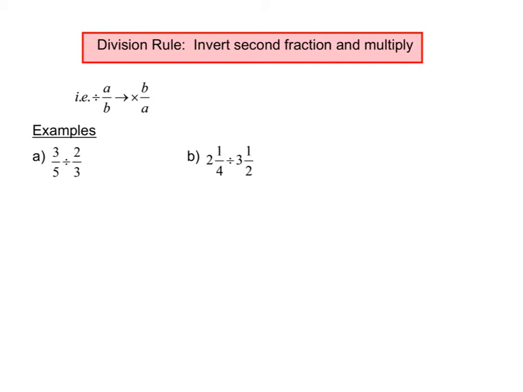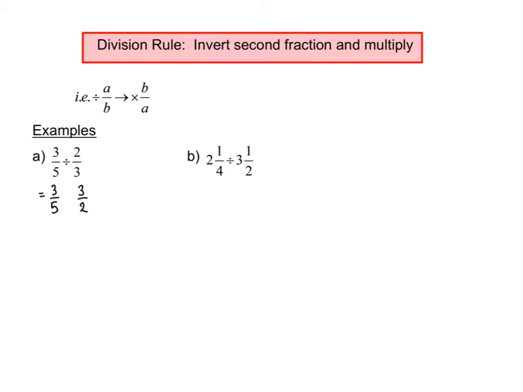So we'll take example A there, where we have 3/5 being divided by 2/3. Now, the first fraction is going to remain exactly the same, so that's going to stay as 3/5. What we're going to be doing is taking the second fraction, which is 2/3, and inverting it. In other words, turning it upside down. We're going to take the 3 and put it at the top, and we're going to take the 2 and put it at the bottom. So that's going to change from 2/3 to 3/2, or 3 over 2.